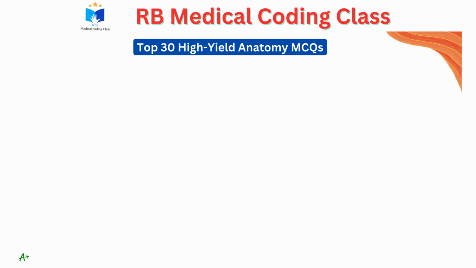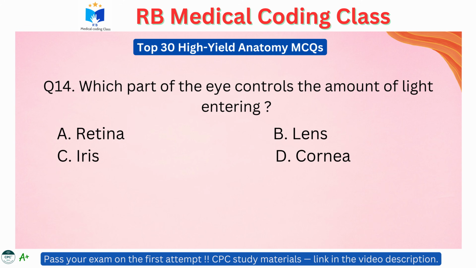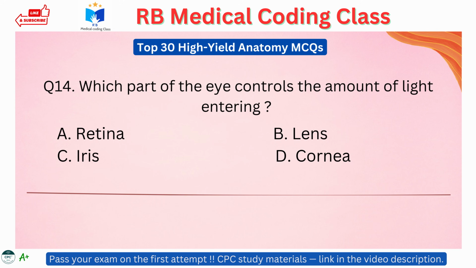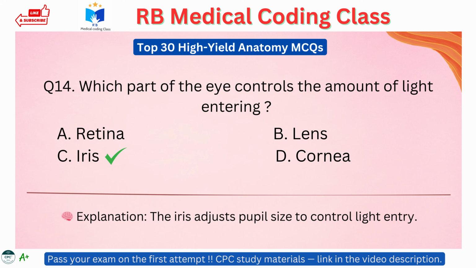Question 14. Which part of the eye controls the amount of light entering? A. Retina. B. Lens. C. Iris. D. Cornea. Answer. C. Iris. Explanation. The iris adjusts pupil size to control light entry.